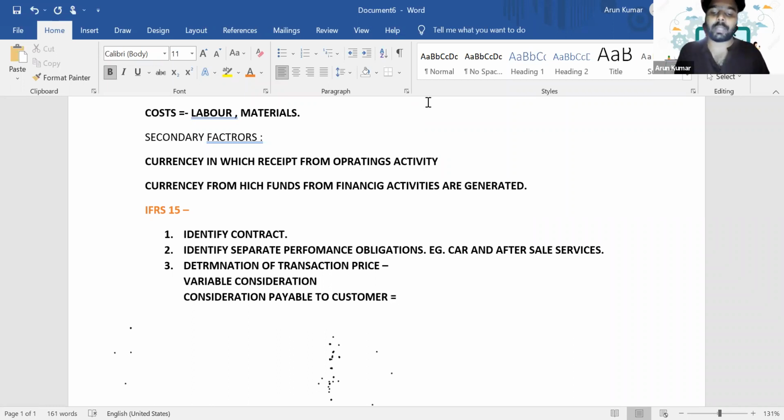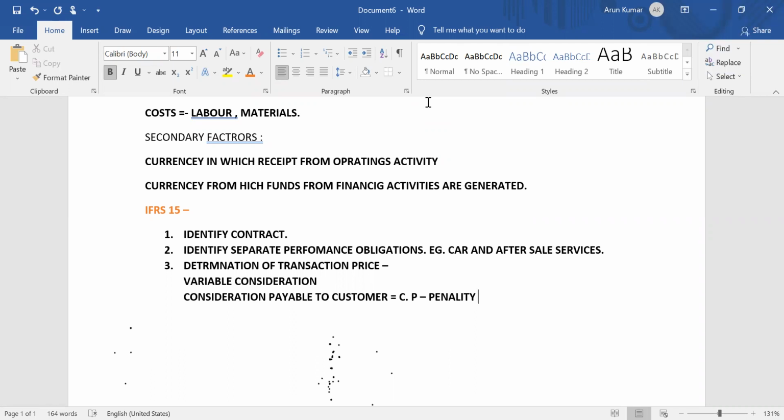No. That penalty should be deducted from your transaction price. So from the contract price, we need to deduct that penalty to determine the transaction price. Is it clear, everyone?